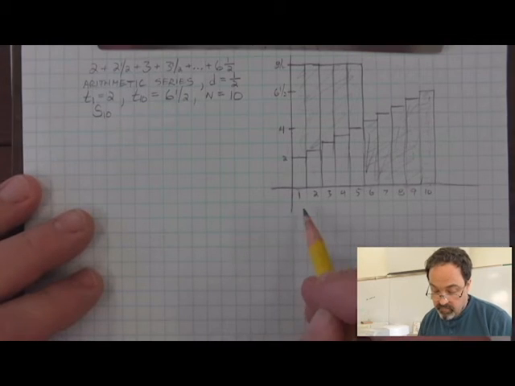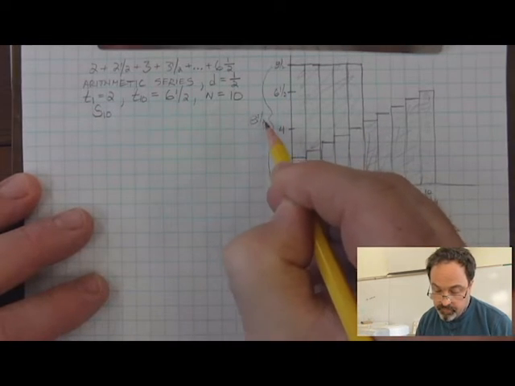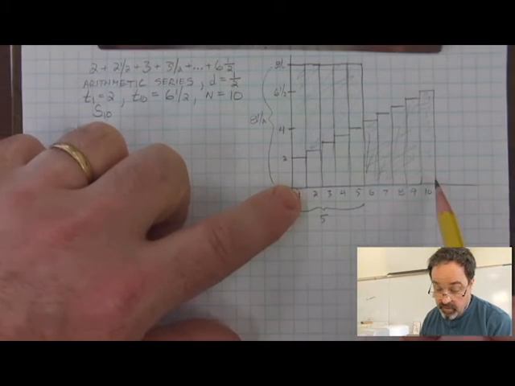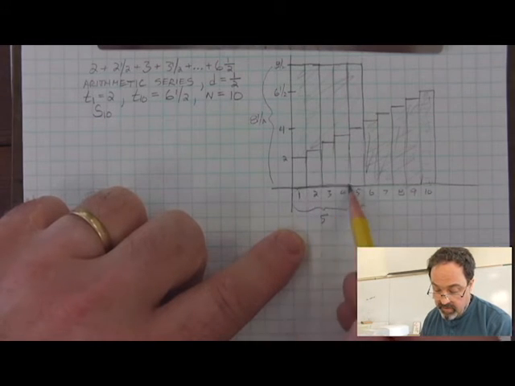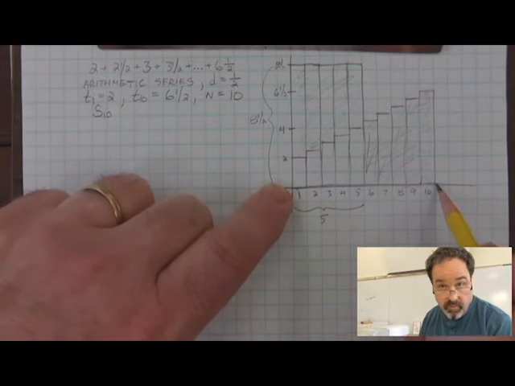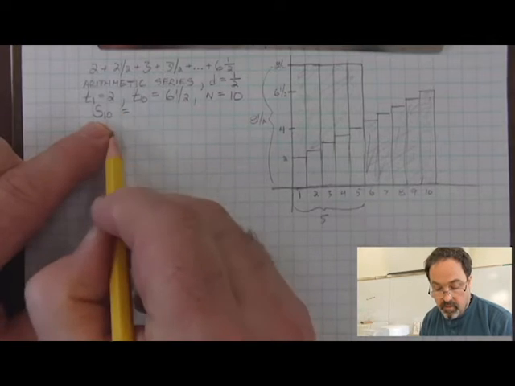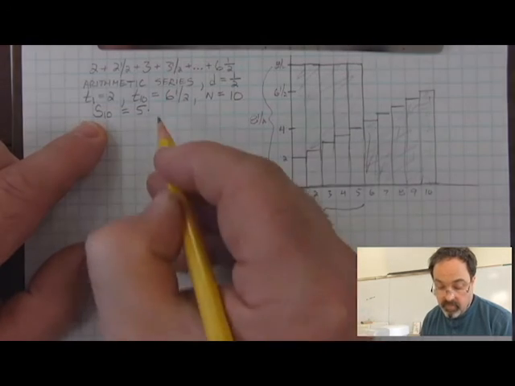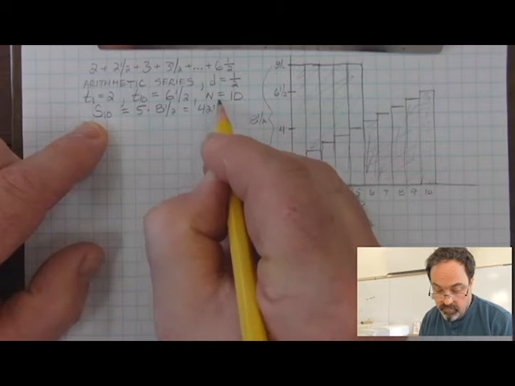This rectangle has a base of 5, and it has a height of 8.5. I found the height of 8.5 by adding the lowest value 2 to the highest value 6.5. And I found the base of 5 by taking half of n, the number of things we're adding together. So S sub n, the sum of these 10 terms, is going to be equal to 5 times 8.5 in this case, and that is 42.5.